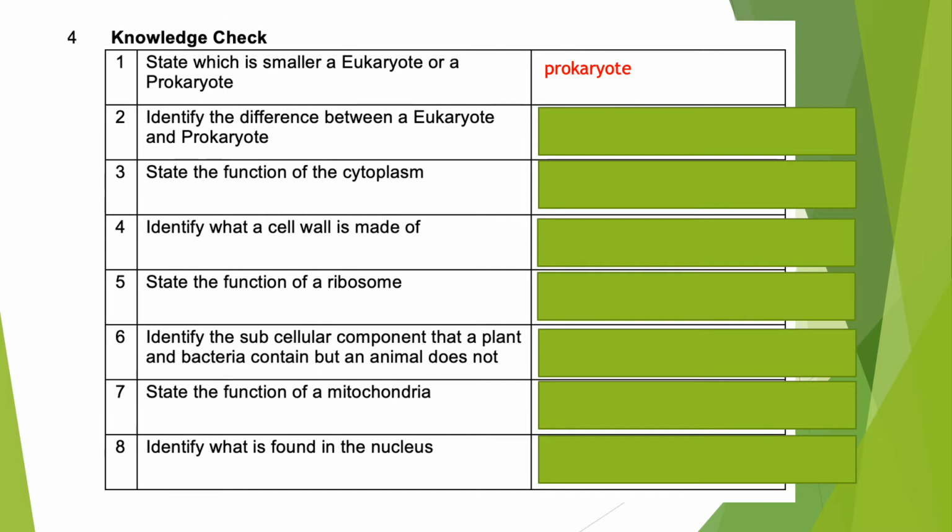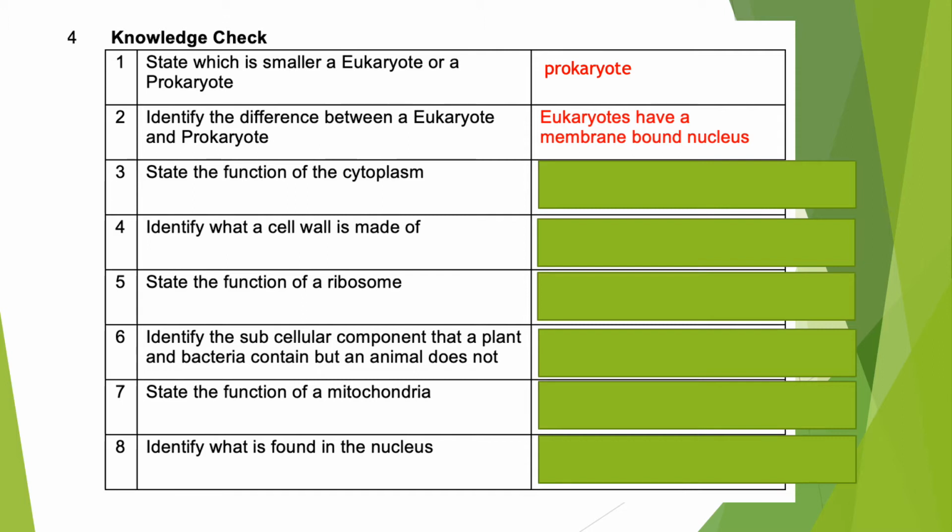Number two, identify the difference between a eukaryote and a prokaryote. So there's lots of different answers you can have for this, but the most obvious one I went for is in the definition between the two. So eukaryotes have a membrane-bound nucleus, whereas prokaryotes don't really have a nucleus. All their genetic material, which is typically inside of a nucleus, is just kind of floating around in their cytoplasm.